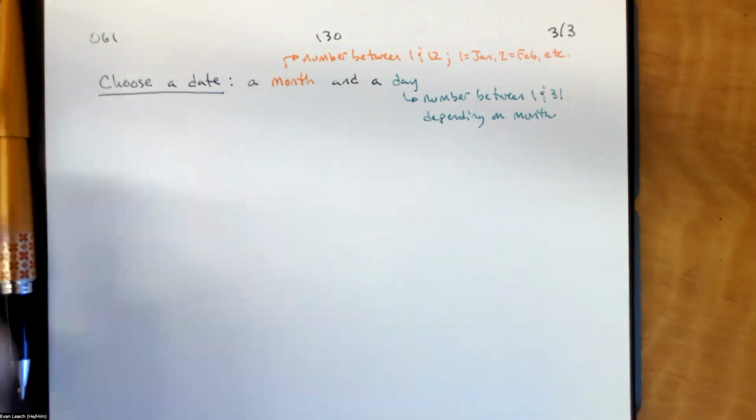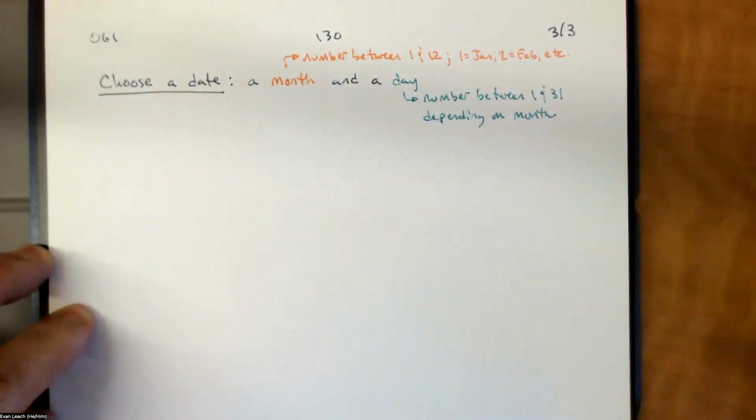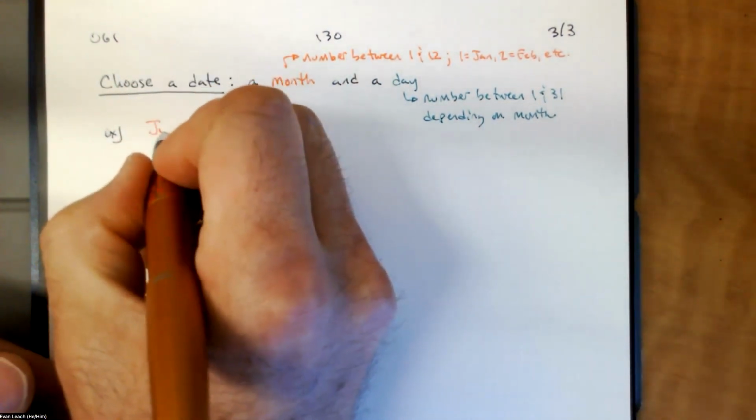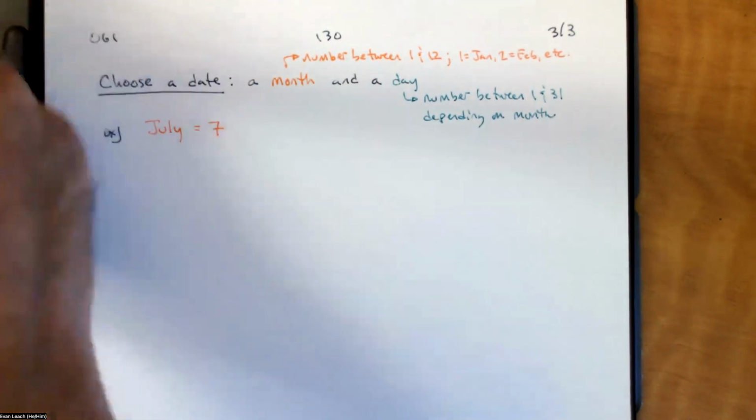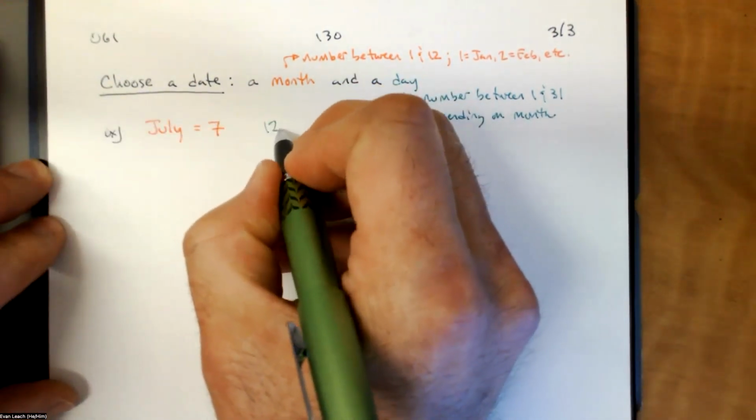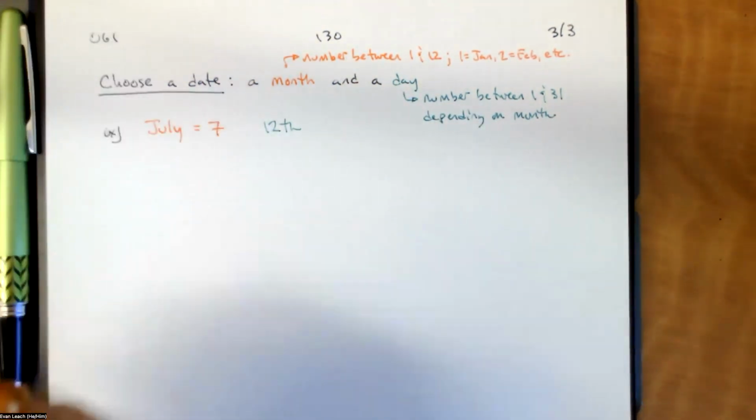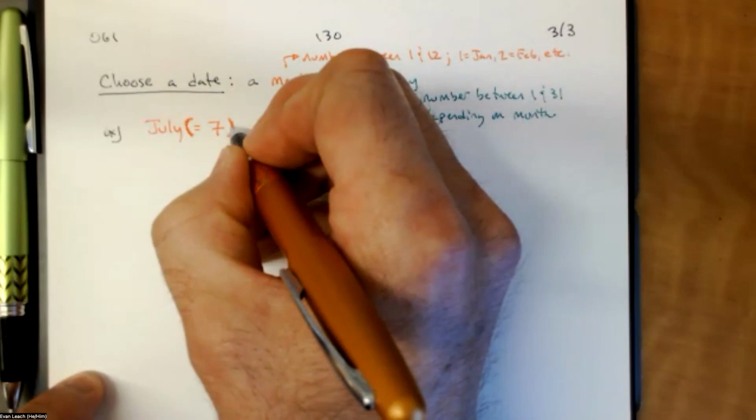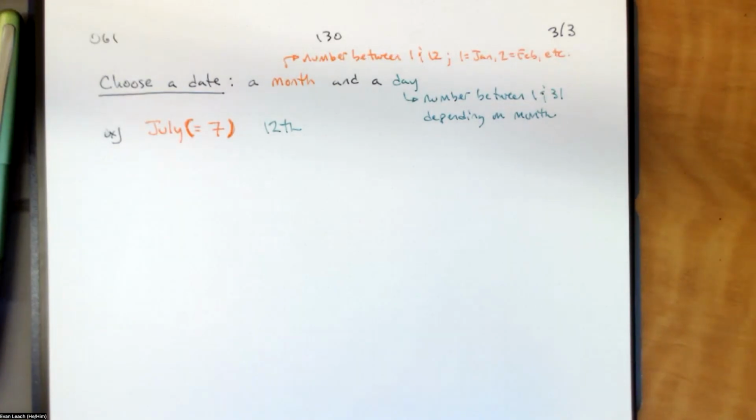Just for an example, to make sure everybody's on the same page, I'm going to pick July, which I will write as 7, and I need a day, 12. I'm picking July 12th. When you're a teacher, having a summer birthday is great, no one ever knows.